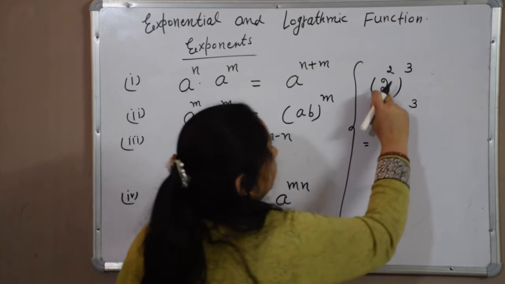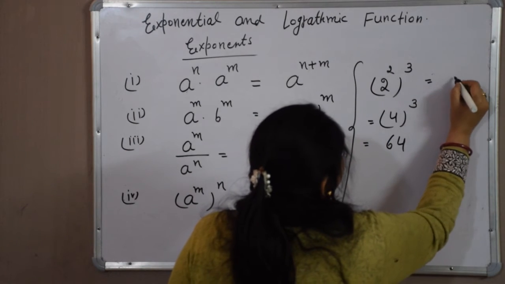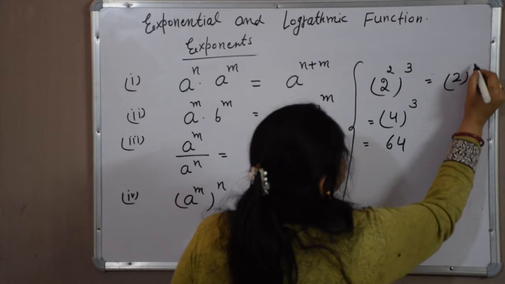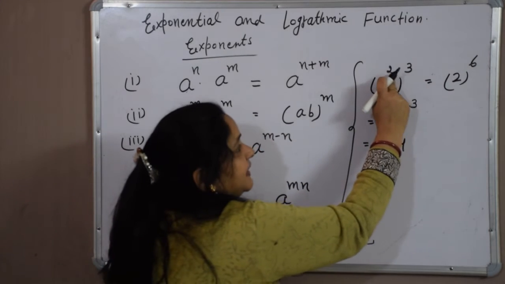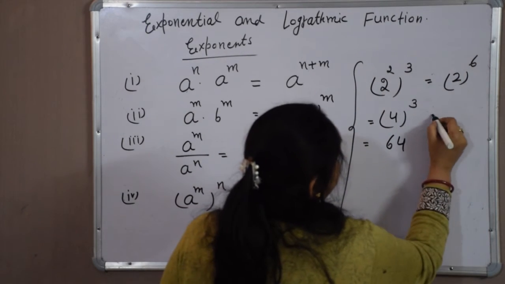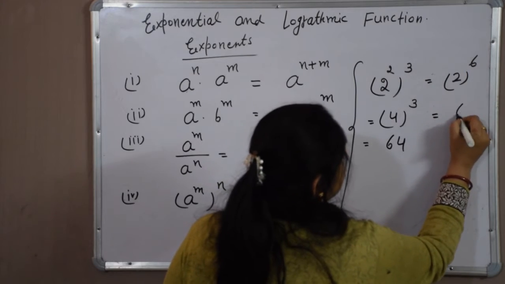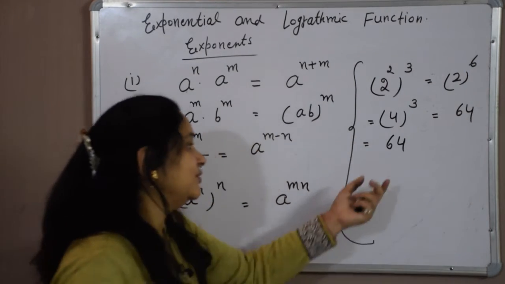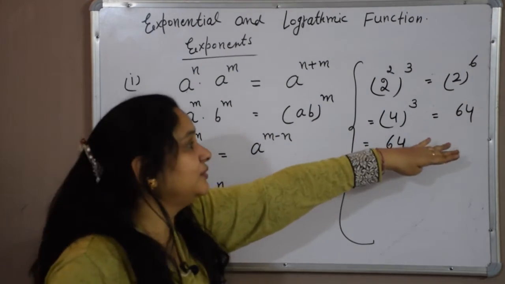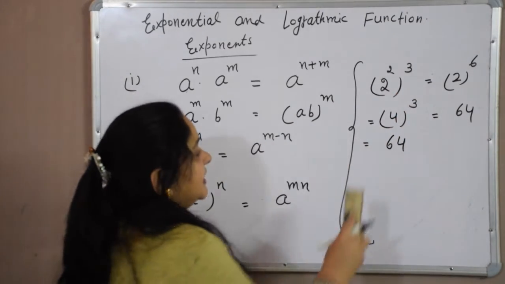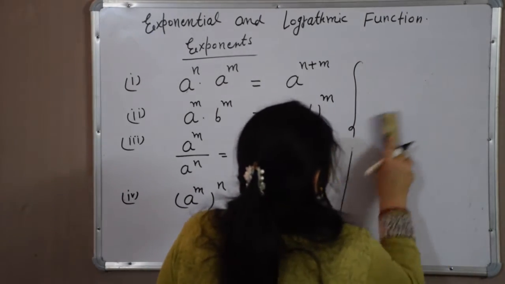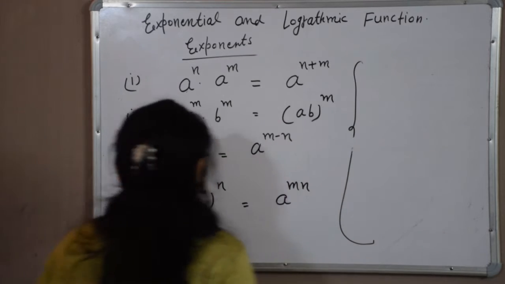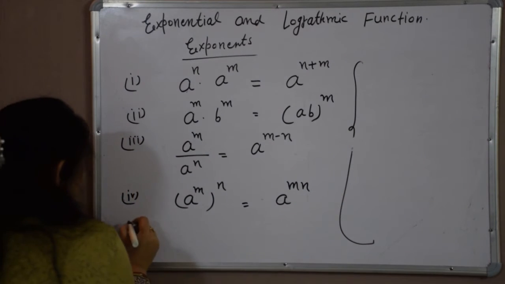But if I am taking it with the property, I should take it like 2 raised to power 6. Powers get multiplied, 2 into 3, that is 6. And we know that 2 raised to power 6 is 64. So we got the same answer. Left hand side equal to right hand side. I am giving an example for every property so that you can understand very nicely.